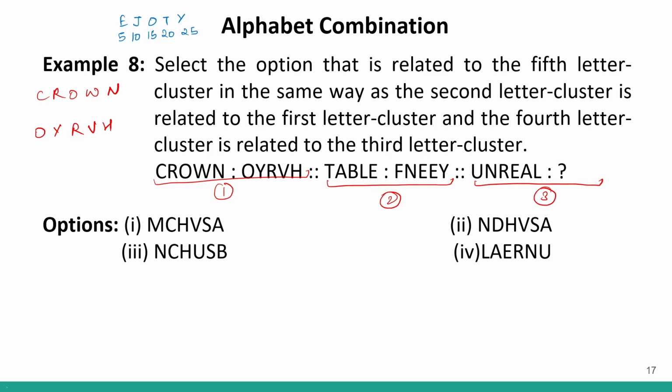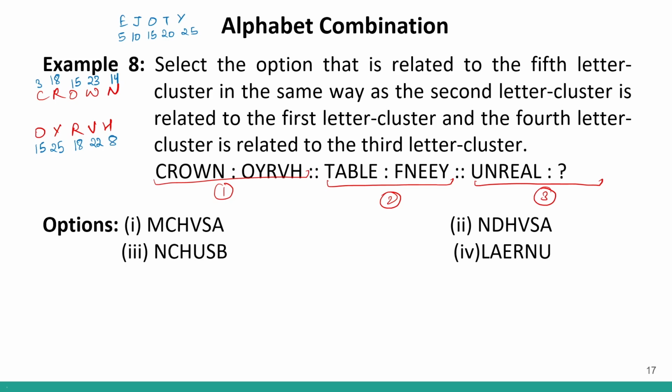So forward rank for C is 3, R is 18. What is the forward rank for O? 15. W is 23 and N is 14. Correct? W is 23 and N is 14. Again, O is 15, Y is 25. R is 18, V is 22 and H, forward rank for H is 8. These are your forward ranks.